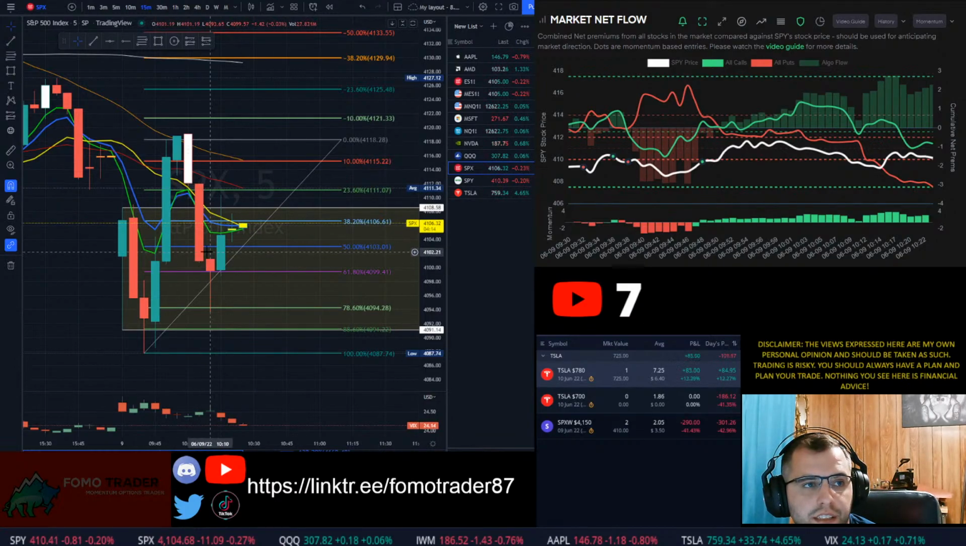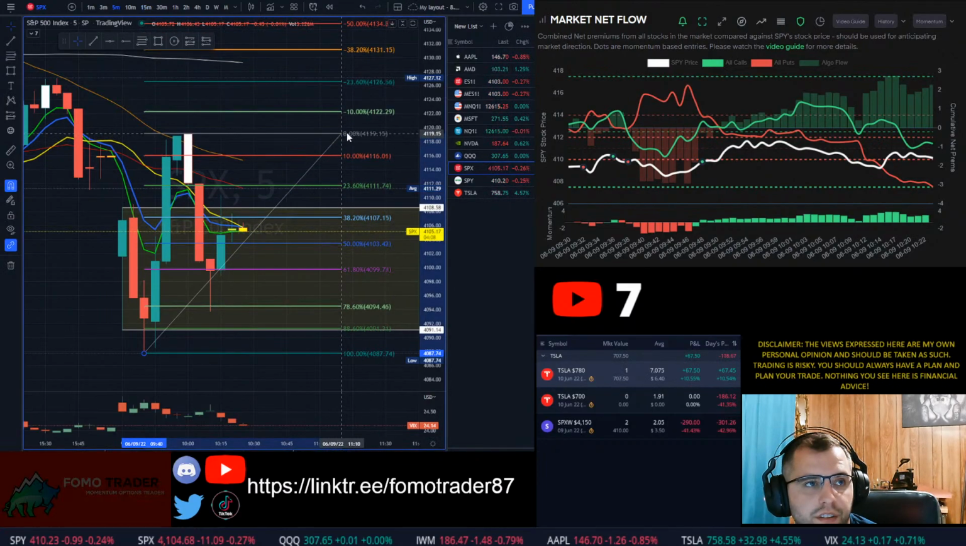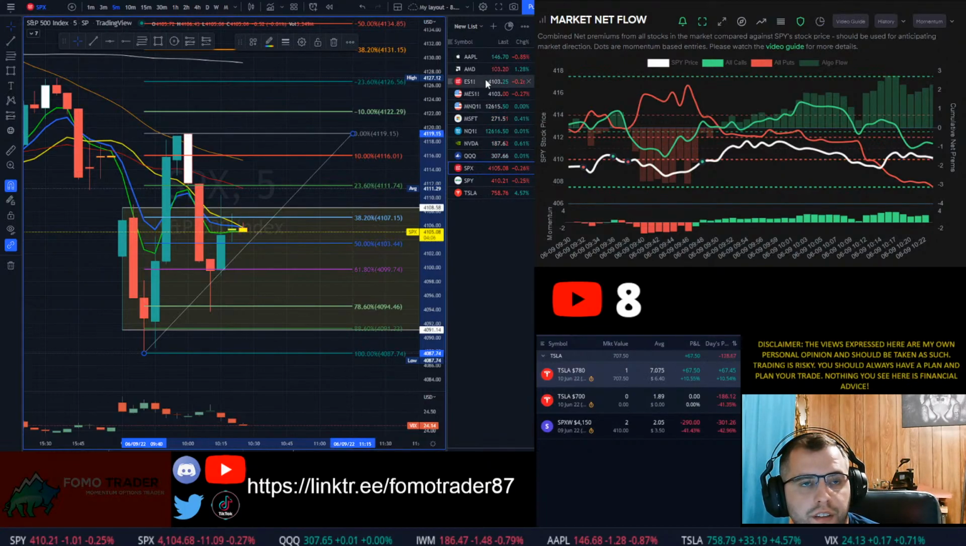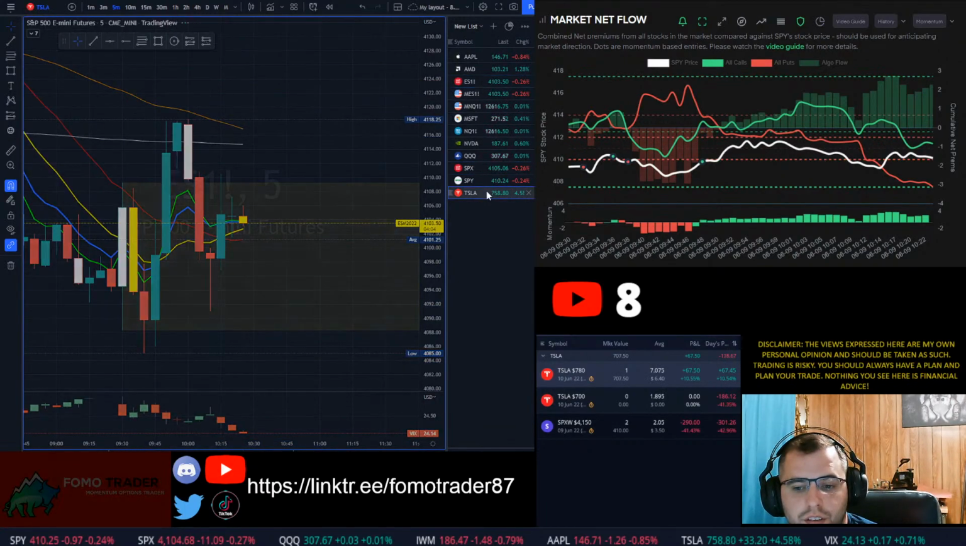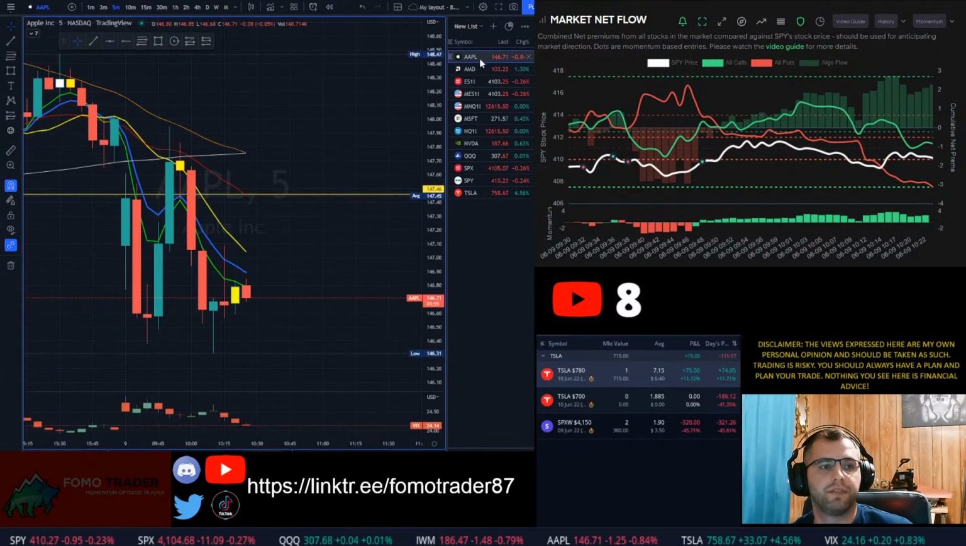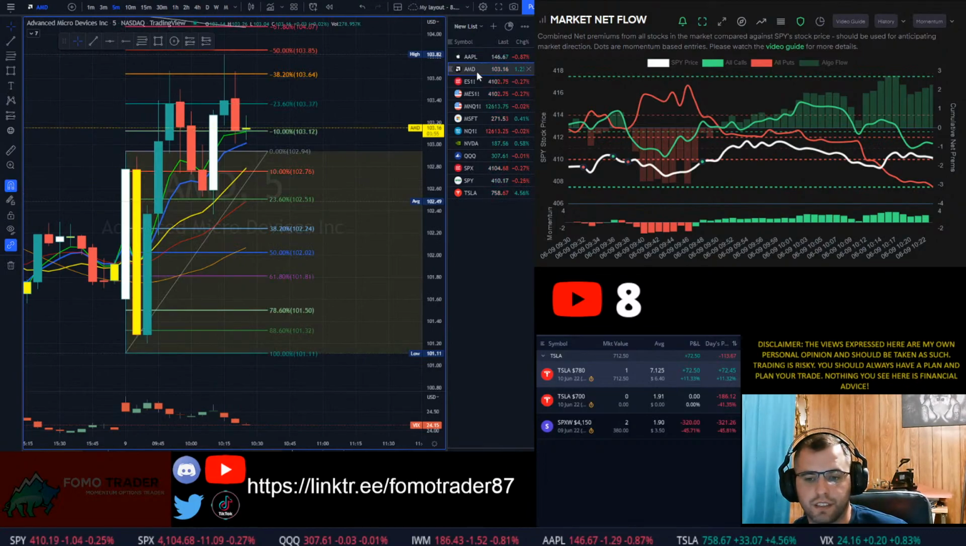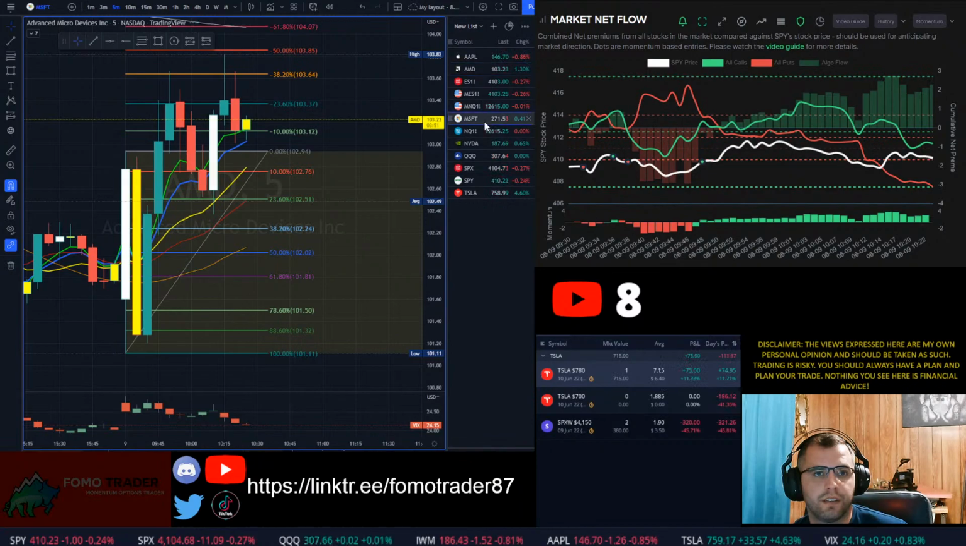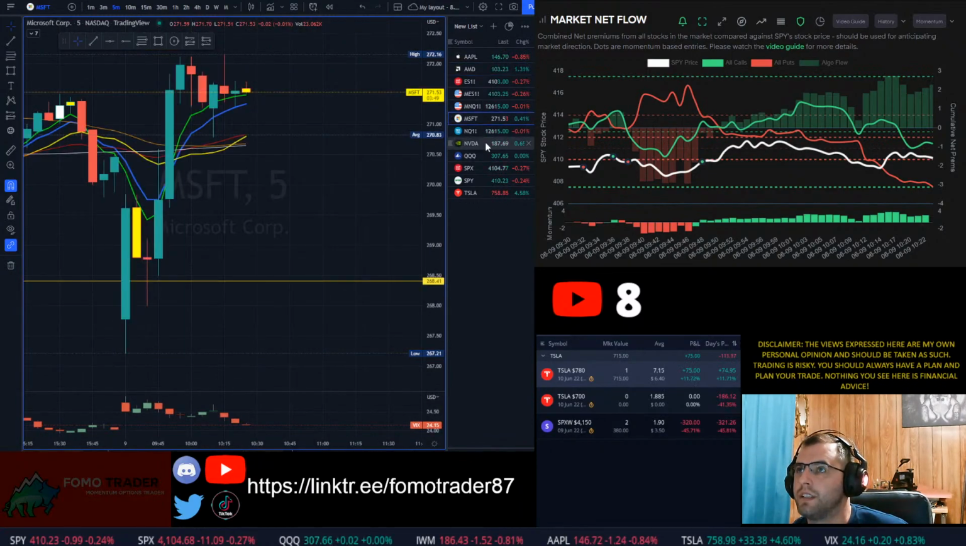SPX trying to move higher here, but not really going anywhere. Nothing's really moving. I mean, we're just kind of sitting in a range here. Makes for a boring stream and a boring trading session.